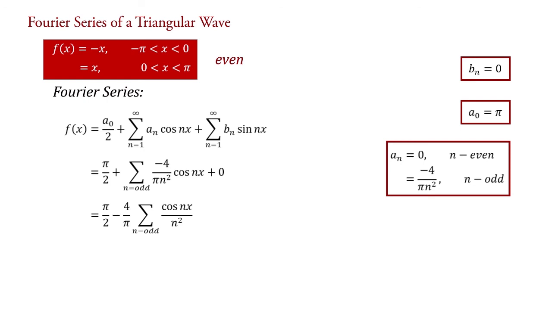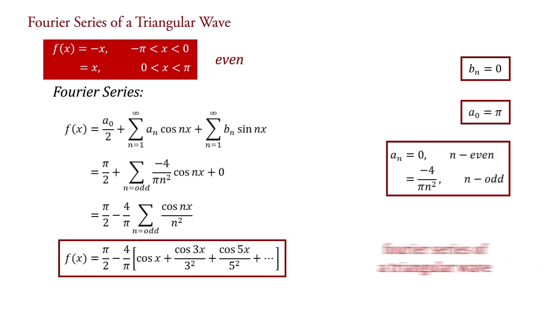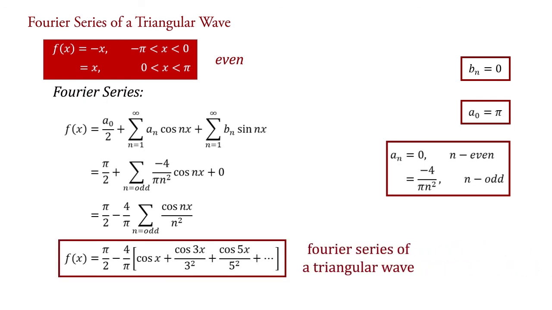The series is written in expanded form as f of x equals pi by 2 minus 4 upon pi into bracket. Here we will put n equals 1, 3, 5, and so on. Therefore, we obtain the terms cos x plus cos 3x upon 3 square plus cos 5x upon 5 square plus so on. This is the Fourier series of a triangular wave function.